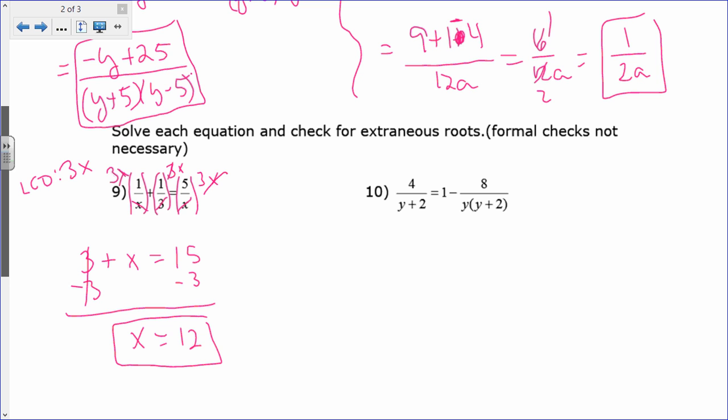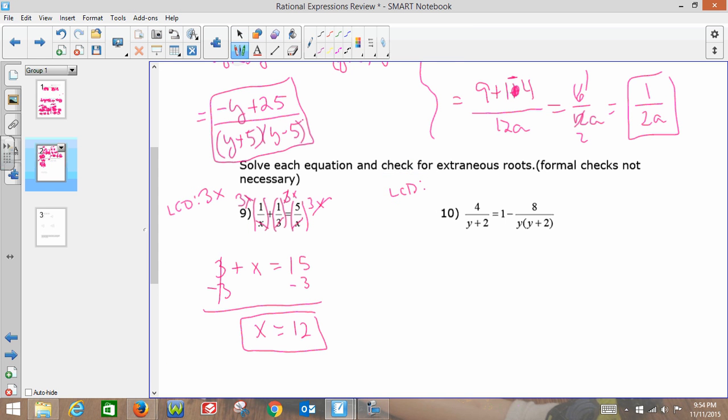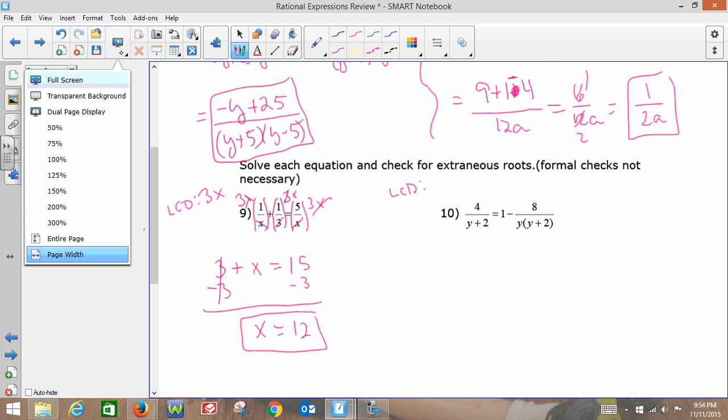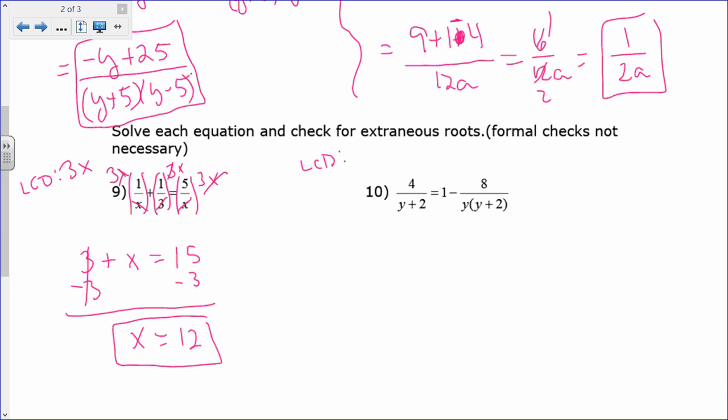For number 10, my LCD is y times y plus 2. So in this first fraction, we need to multiply by y times y plus 2. That little 1 also needs to be multiplied by y times y plus 2. And the last one needs to be multiplied by y times y plus 2.